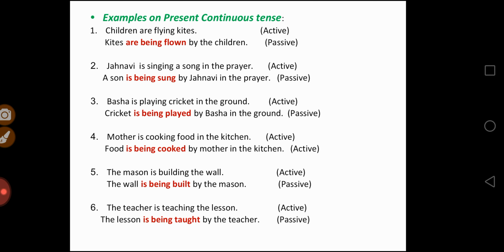Examples on present continuous tense. Children are flying kites. Kites are being flown by the children. Jahnavi is singing a song in the prayer. A song is being sung by Jahnavi in the prayer. Basha is playing cricket in the ground. Cricket is being played by Basha in the ground.